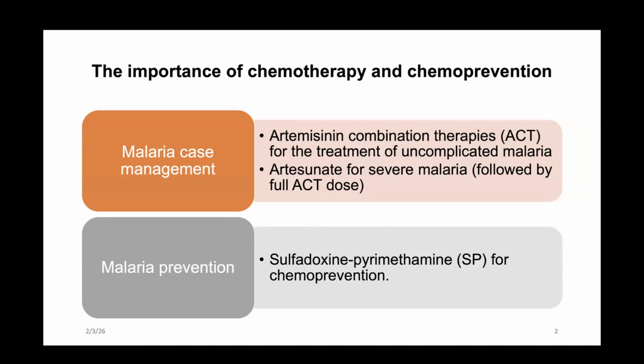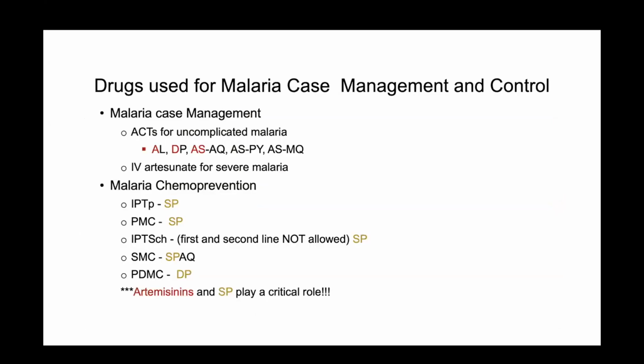At the moment, all the malaria prevention strategies rely on sulfadoxine-pyrimethamine, and therefore it's also one of the drug combinations that I would say plays a very critical role when it comes to dealing with the problem of malaria. Here I just show the drugs that are used for malaria case management and chemoprevention.